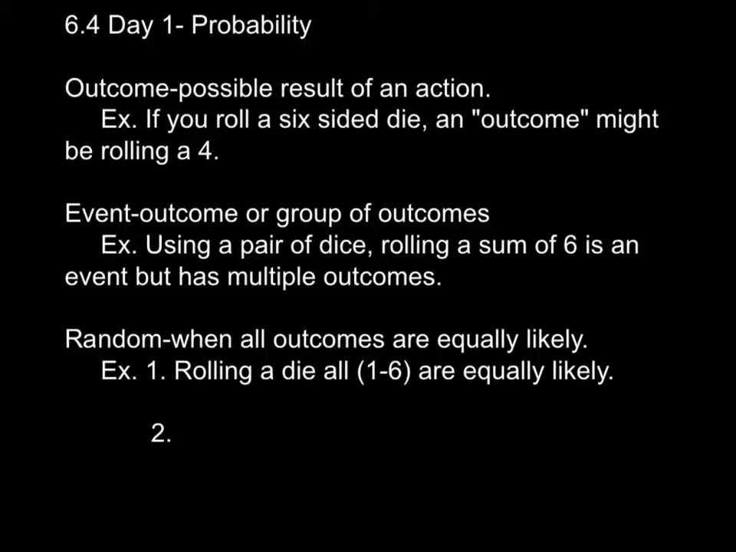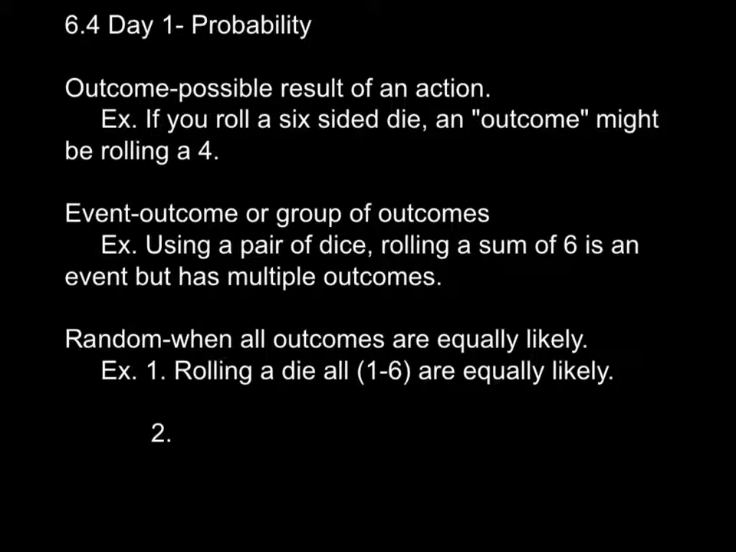So now we have the word event. An event is an outcome or group of outcomes. Okay, so in our event here, I used 2 dice. I rolled a sum of 6. Let's say I rolled a 2 and a 3. That is an event, but it has multiple outcomes because I rolled a 2 and I rolled a 3. I didn't just roll a 6 with 1 die. Okay, so again, it could have multiple outcomes.